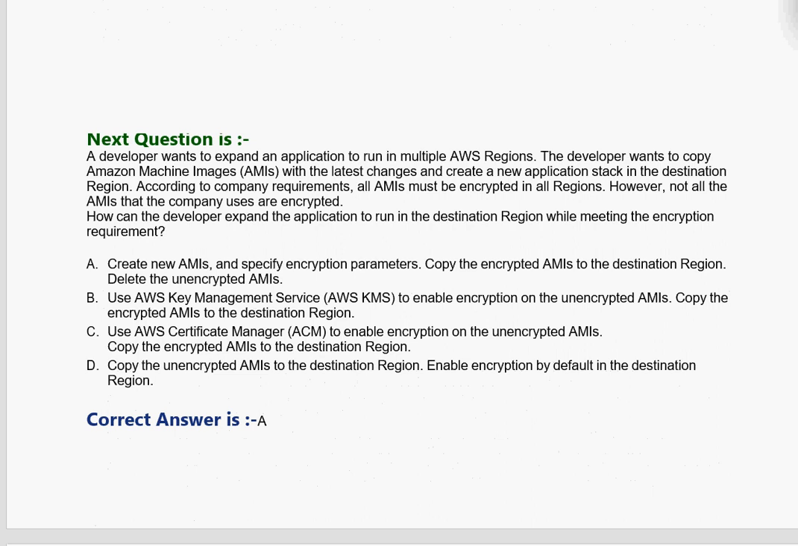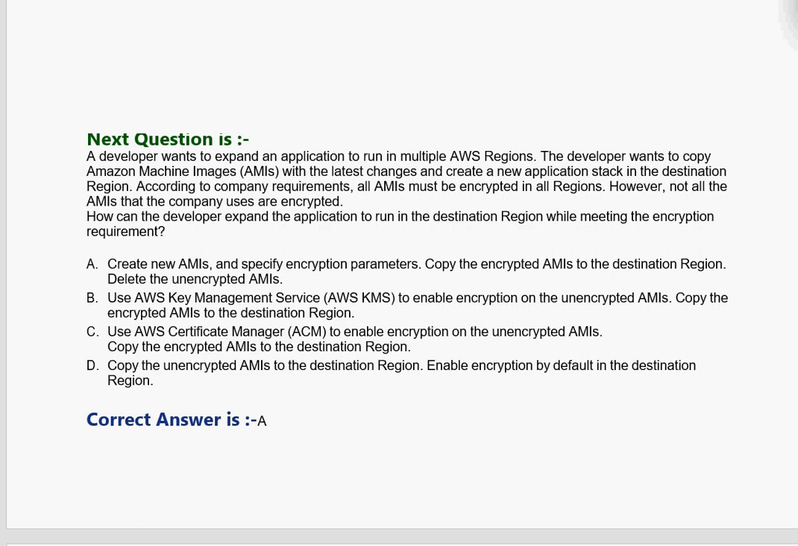The next question is, a developer wants to expand an application to run in multiple AWS regions. The developer wants to copy Amazon Machine Images, AMIs, with the latest changes and create a new application stack in the destination region. According to company requirements, all AMIs must be encrypted in all regions. However, not all the AMIs that the company uses are encrypted. How can the developer expand the application to run in the destination region while meeting the encryption requirement?